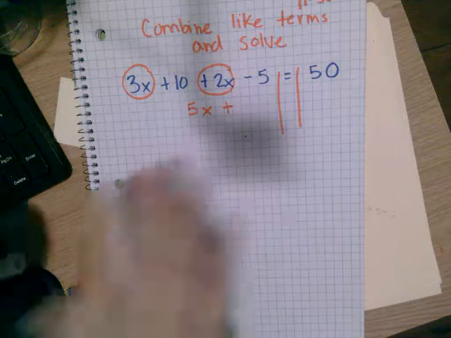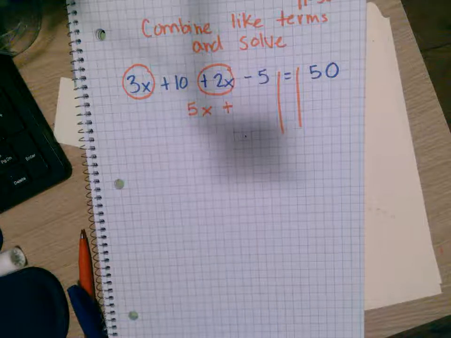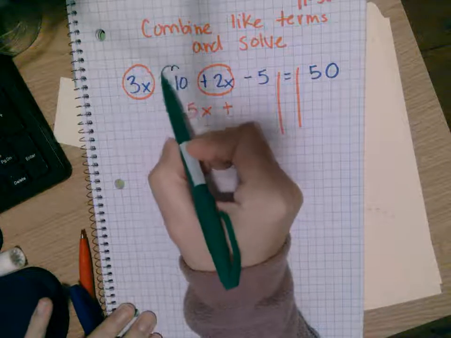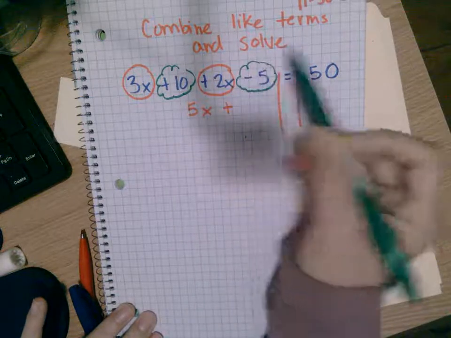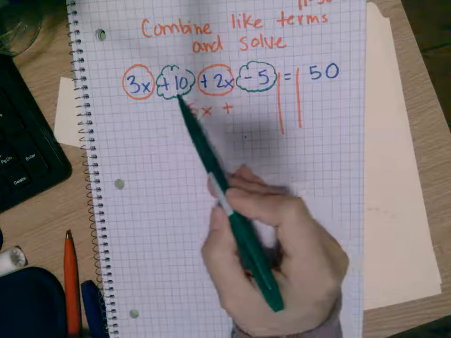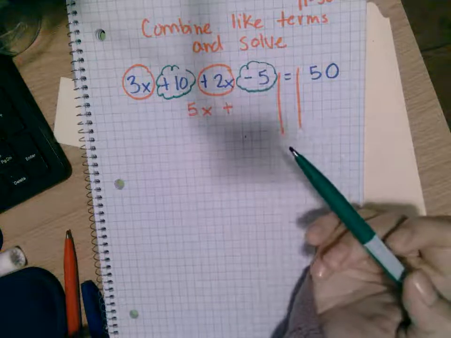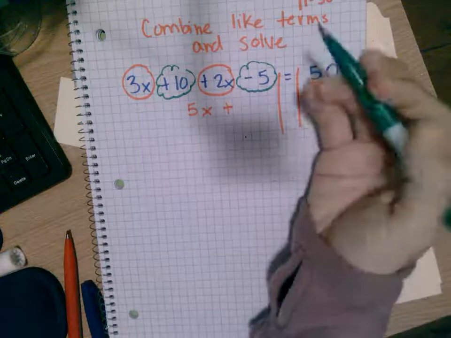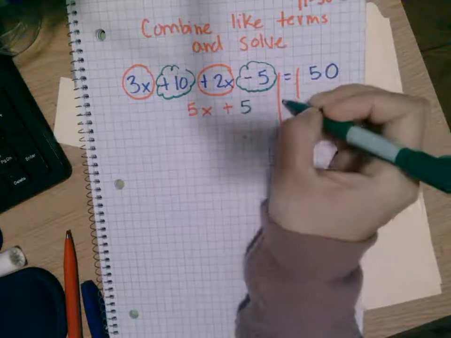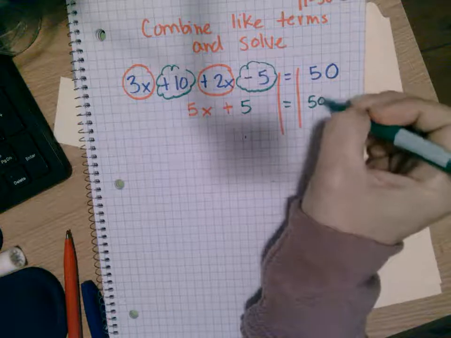That's it with the x's. And now I can bubble in the plus 10 and the minus 5. So what do I get when I combine the 10 minus 5? 5. Good, thank you, I see it in the chat. Is still equal to 50. Nothing has happened on this side.